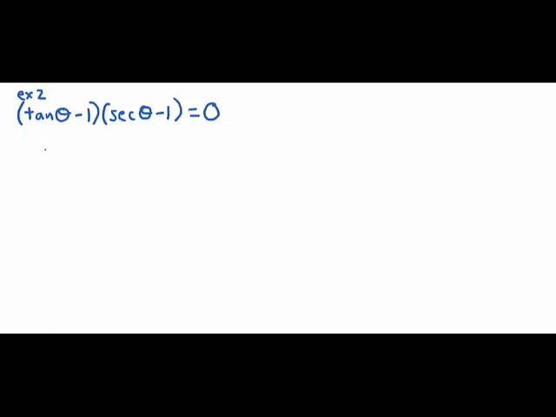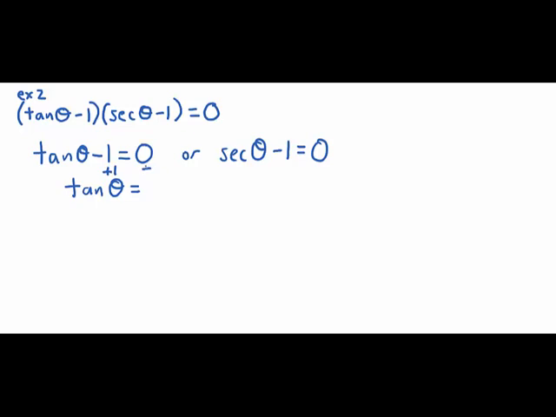Actually, what's nice about this problem is since it's already factored into 2 binomials, we can say that tangent theta minus 1 equals 0, or secant theta minus 1 equals 0. So what this allows us to say is that, oh wow, so I can just solve for theta here? Yeah, and there's actually going to be no reason for substitution since we have a unit circle sheet in front of us. So if I just add 1 to both sides here, I'm going to get tangent theta equals 1.